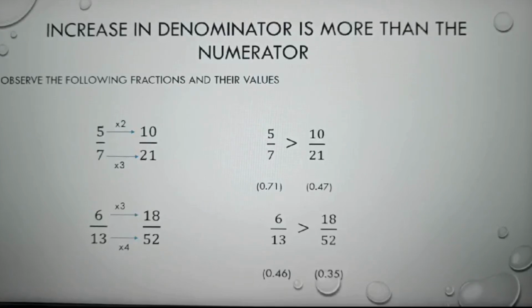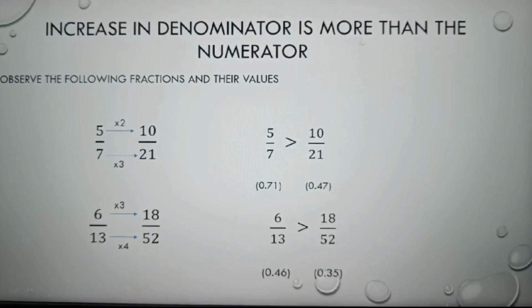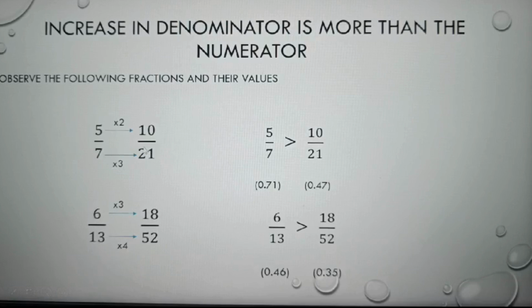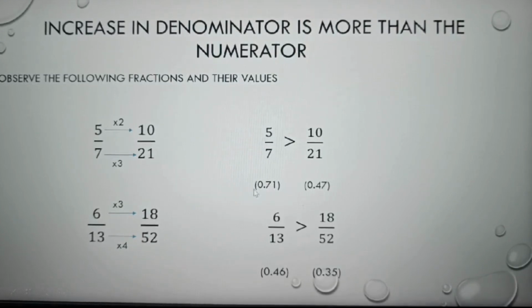We are going to learn the converse of the previous concept. If the increase in the denominator is more than the increase in the numerator, then what will happen to the resulting new fraction? Let us consider a pair of fractions, 5 by 7 and 10 by 21. The numerator 5 increases 2 times whereas 7 is increased 3 times. So the denominator becomes the bigger value. So the resulting 10 by 21 fraction is the smaller one. So the comparison gives 5 by 7 is greater than 10 by 21. This can be confirmed in terms of decimal values. 0.71 is more than 0.47.